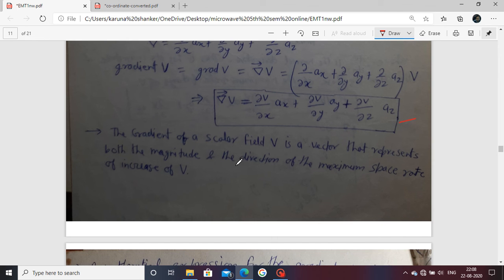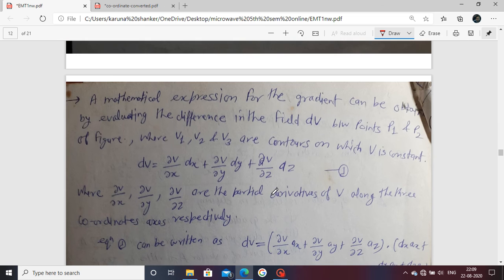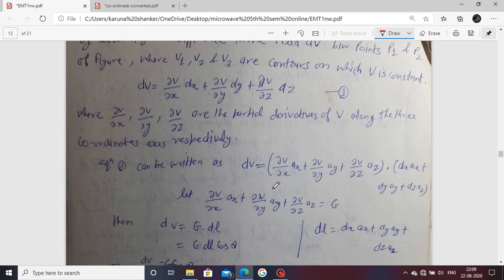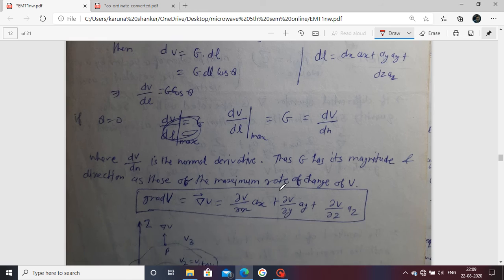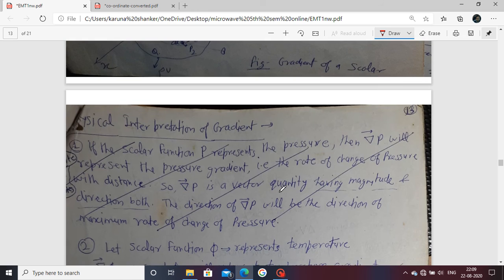What does the gradient represent? The gradient of a scalar V is a vector that represents both magnitude and direction of the maximum rate of increase of V. This one is your gradient. Okay, next move.